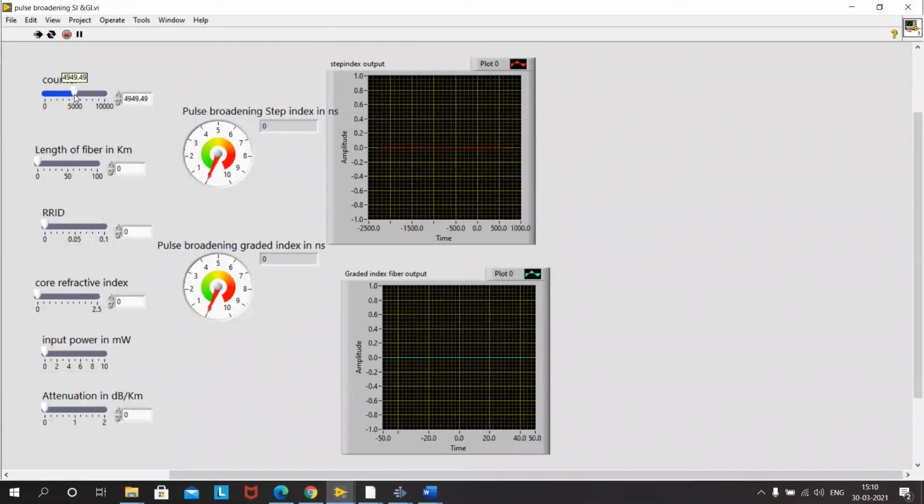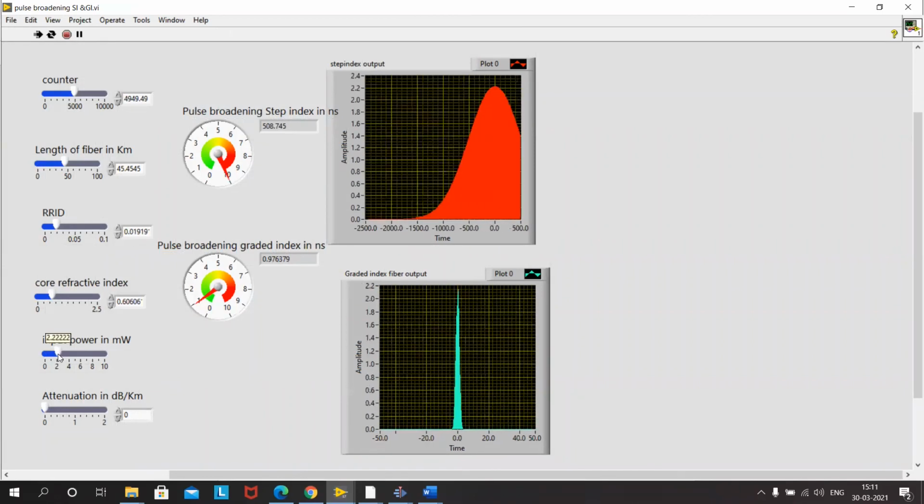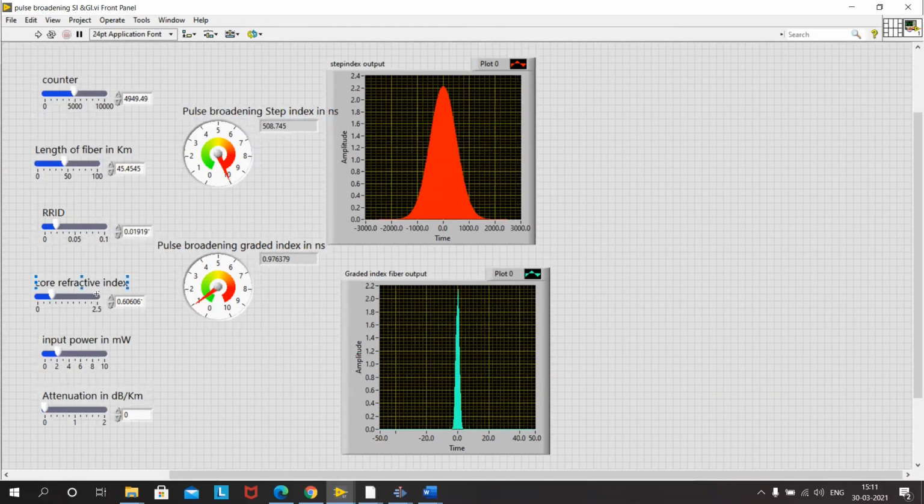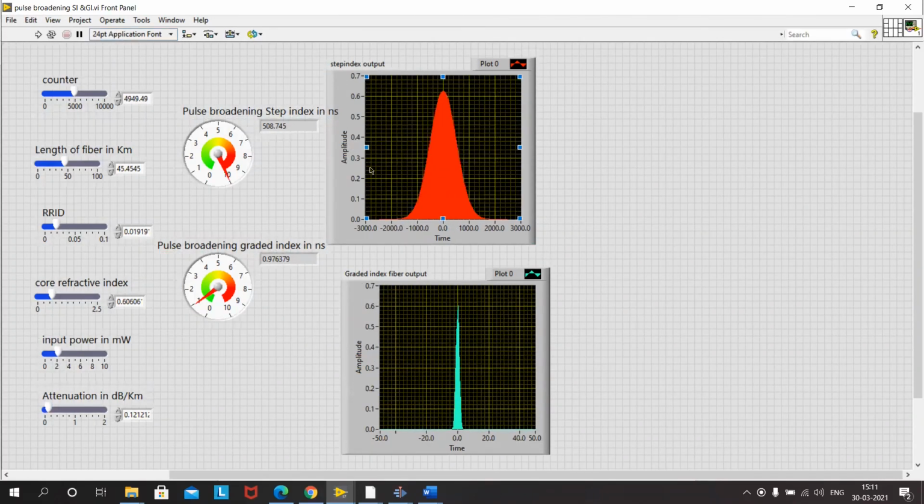We can run it and see it. We can simply set our values. Once we set our values, we can run and see, and it clearly shows that you have a broader pulse for the step index fiber.